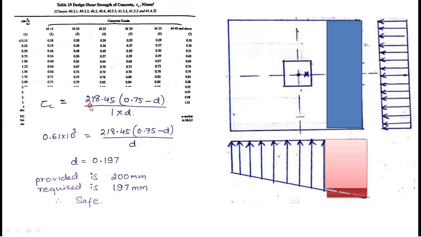Then I will calculate this 218.45 as it is. Then I will put this value 218.45, and the distance of this blue strip, the projection from the face of the column, is 0.75 minus d, divided by bd, where b is 1 and d is d. Then I will substitute tau c equal to 0.61 into 10 raised to 3 for unit conversion. Then I will get d equal to 197 mm. I will round up 197 only, but in the previous step for bending moment we provided 200 mm. This is 197 mm, therefore it is safe.